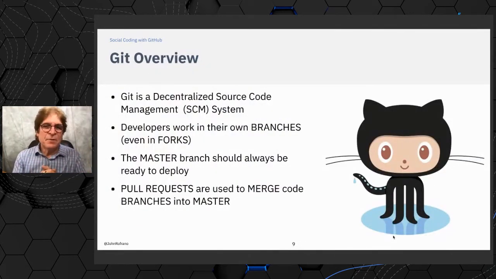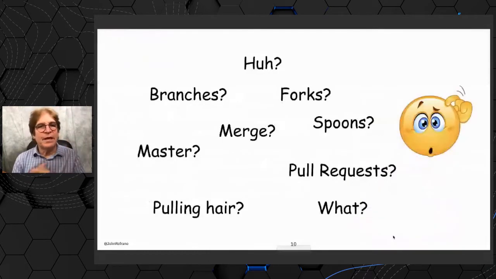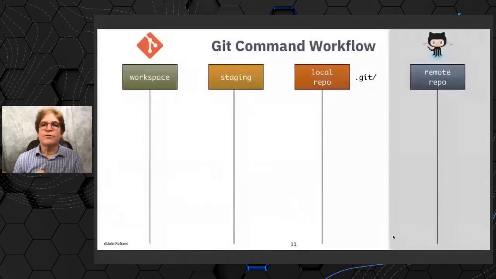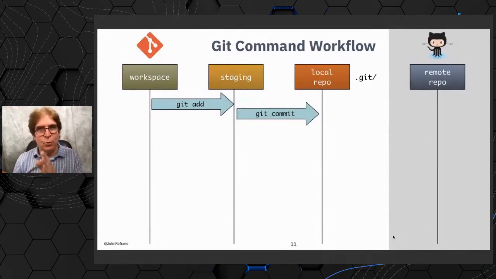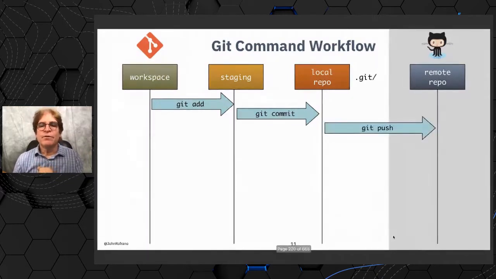So, as I said, it's a decentralized source code management system. And basically this is how it works. You have your workspace, and then you say git add, and that puts it in a staging area. The staging area is kind of like a laundry list, a shopping list. The next time I go shopping, this is what I'm going to buy. The next time I commit, this is what I'm going to commit. So you add it to the staging area, then you do a commit, that puts it in your local repo. That's still on your workstation in that .git folder. Then when you do a push, it pushes it up to GitHub or Bitbucket or wherever, to the remote repo.